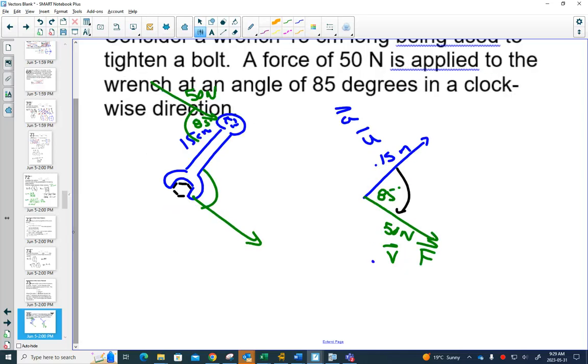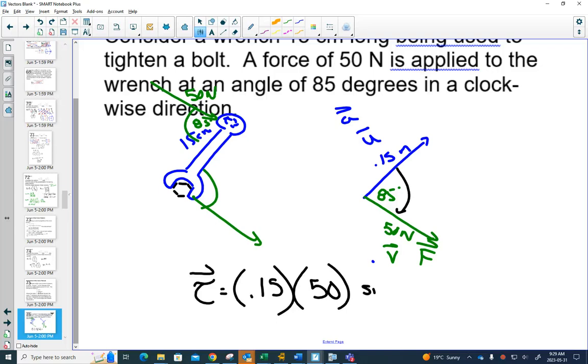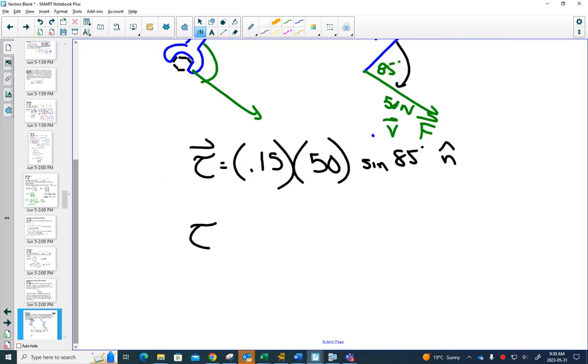So our torque vector will equal the length of A, which is 0.15, the length of our force, which was 50, times sine of the angle in between, times a unit vector. Let's multiply this out on our calculator. 0.15 times 50 times sine of 85.